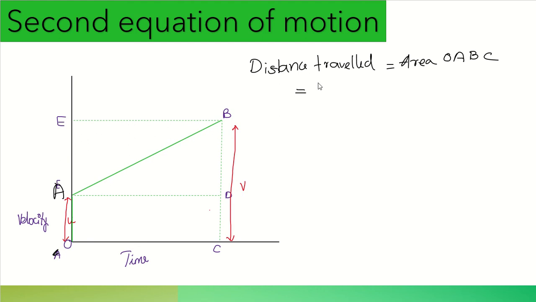There is a triangle and there is a rectangle. So area of triangle A, B, D plus area of this rectangle. Which rectangle do we have? O, A, D, C. Okay, so we are splitting this area into a triangle and a rectangle. Now let's find out the area of the triangle.